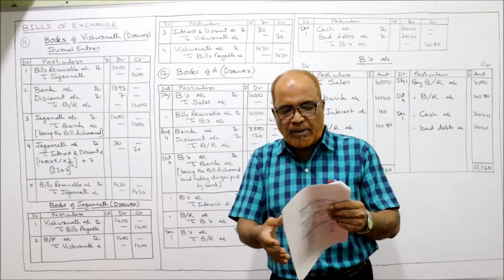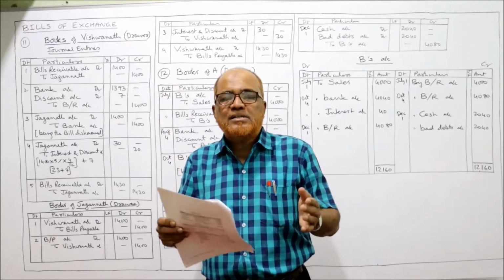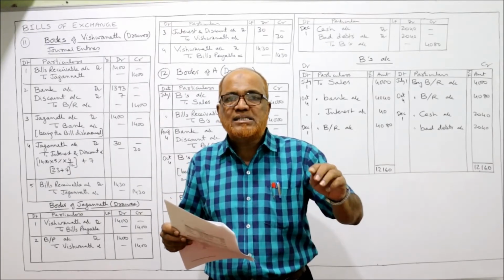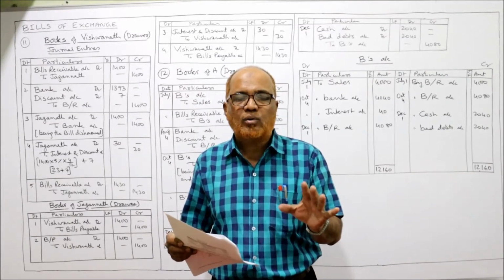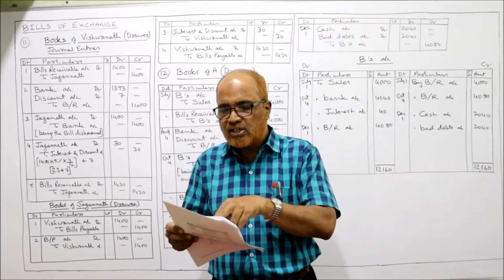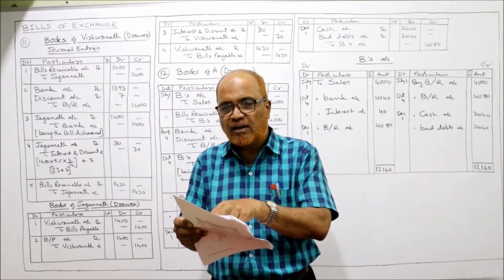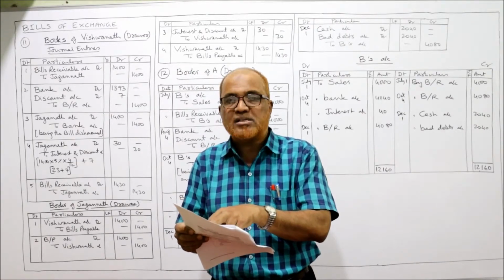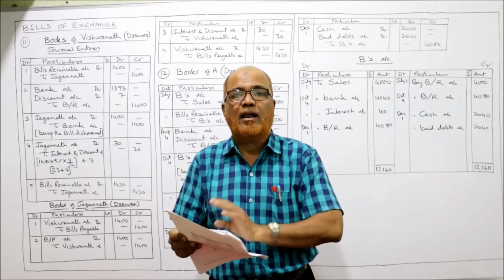Vishwanath discounts the same for rupees 1393. That means the drawer Vishwanath has sold the bill to the banker. Discounted the bill with the banker, and the banker has paid the amount 1393. What is the face value of the bill? 1400. So how much discounting charges? 7 rupees discounting charges have been taken by the banker.